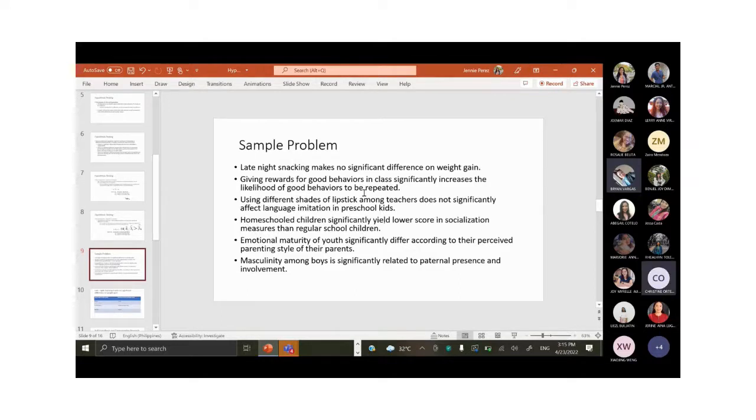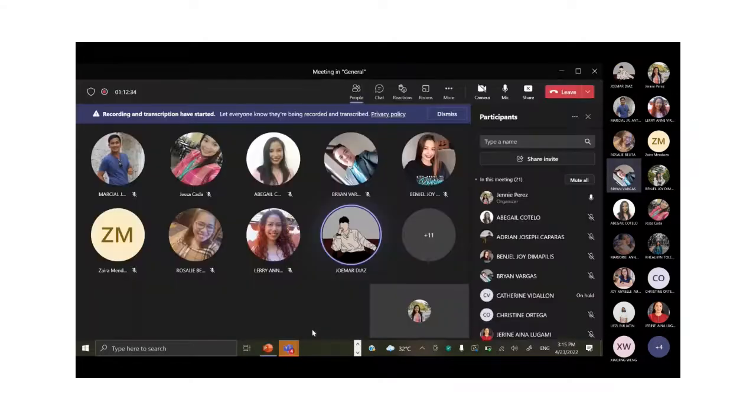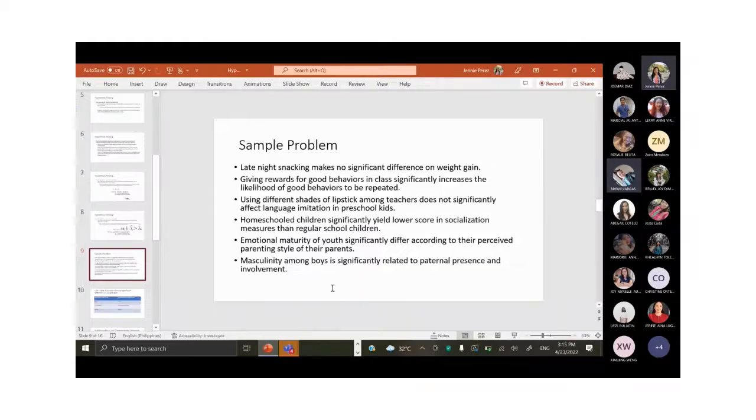The rewards, Doc. The independent. And the behavior po is your dependent variable. Okay, very good. So the independent variable is the reward, and the dependent variable is the frequency of good behavior. That's right. Now, what kind of hypothesis is this?